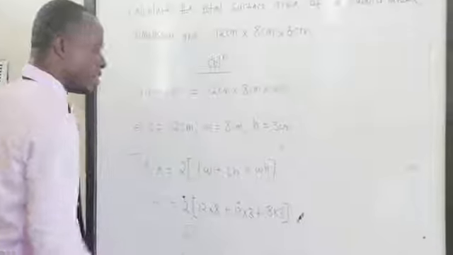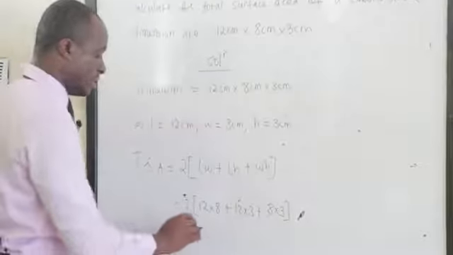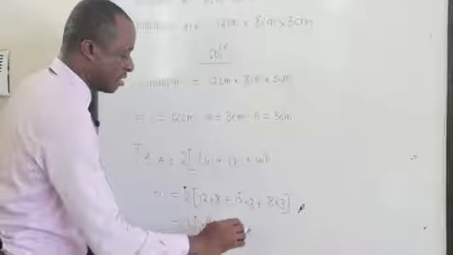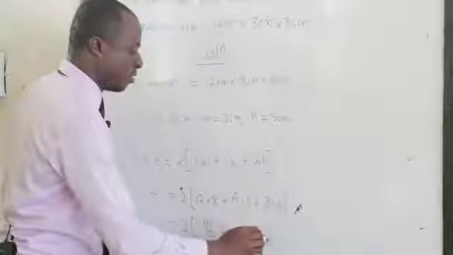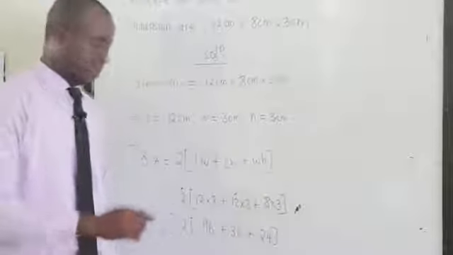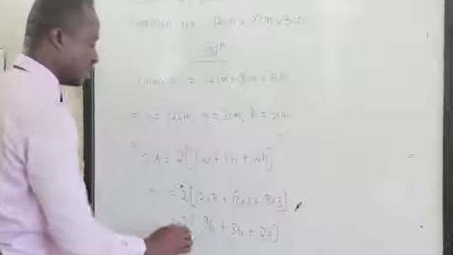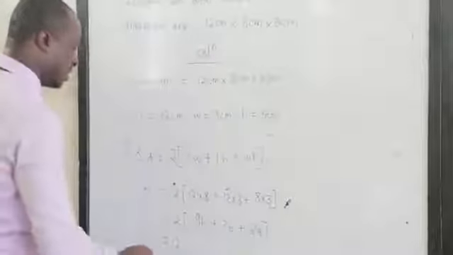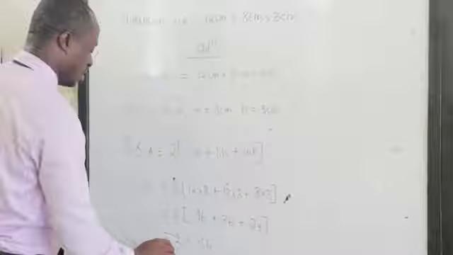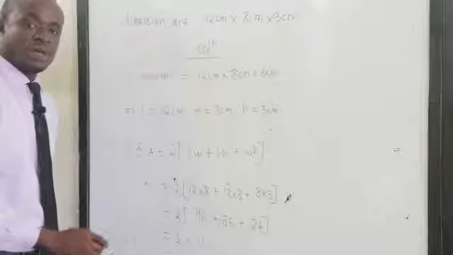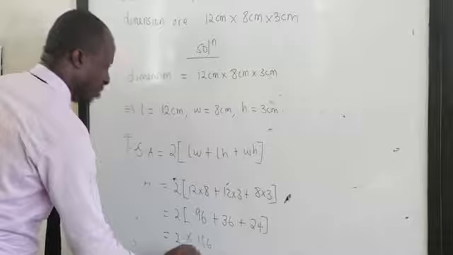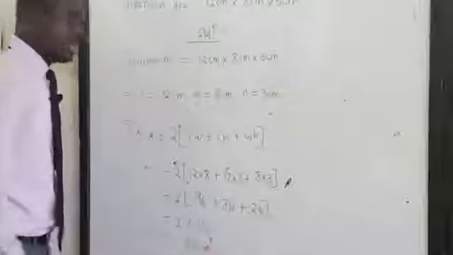Factor of 2 outside. What is 12 times 8? This is 96. What is 12 times 3? This is 36. What is 8 times 3? This will give us 24. Why are we doing this? BODMAS, bracket first. So, what is 96 plus 36 plus 24? And this is giving us 156. Now, what is 2 times 156? You can check that on a calculator, which is 312. And because it's area, centimeters square.